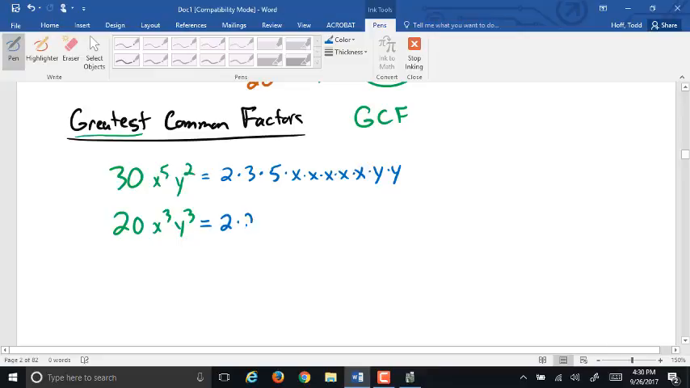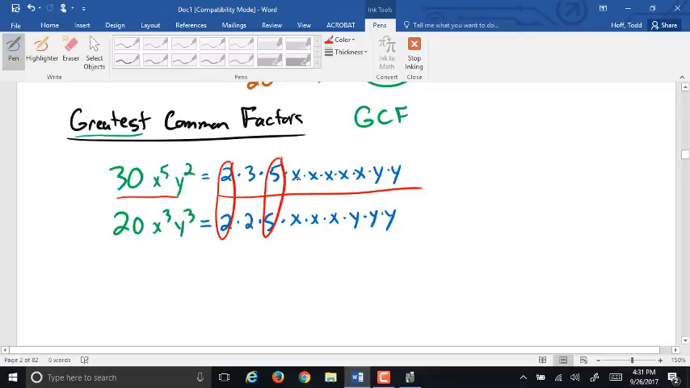20 is 2 times 2 times 5. X to the third is 3 x's. Y to the third is 3 y's. Now, if we were reducing a fraction here, if that were a fraction, we'd be canceling out a 2. We'd be canceling out a 5. We'd be canceling out 3 x's. And we'd be canceling out 2 y's. It's a 2, a 5, 3 x's, and 2 y's.